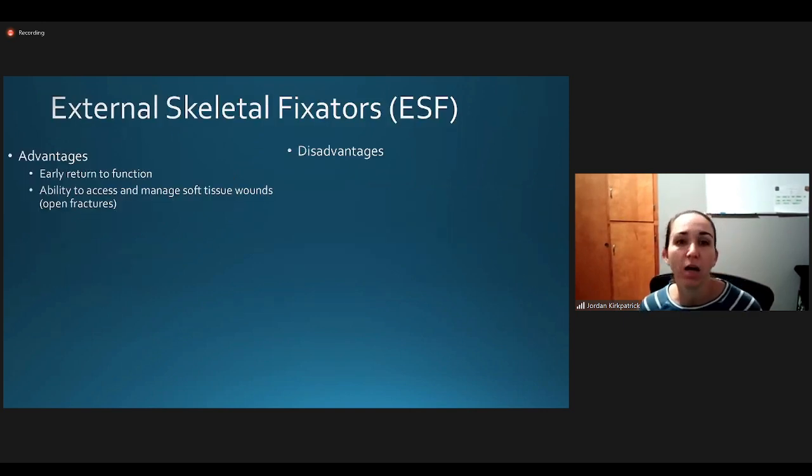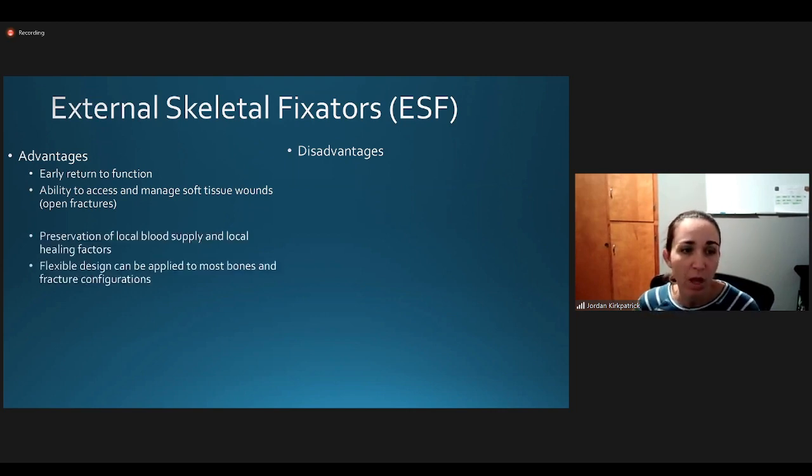So the next type of thing is an external skeletal fixator, which we can use again in our small ruminant and cattle species much more than we can in horses. Advantages is easy return to function. You can access and manage any type of soft tissue wound. So if it's an open fracture, which you can't do if there's a cast on the limb, it helps preserve the local blood supply and the local healing factors. And the design is pretty flexible, so you can move it around the limb depending on what bones are affected and the fracture configuration.